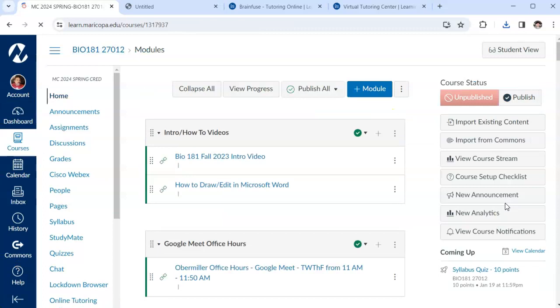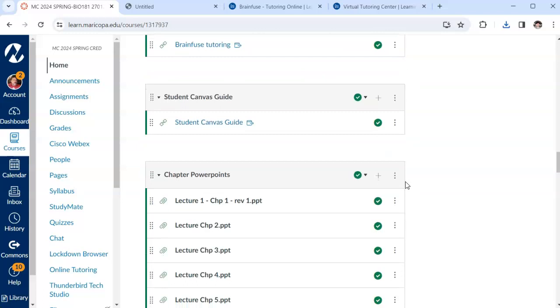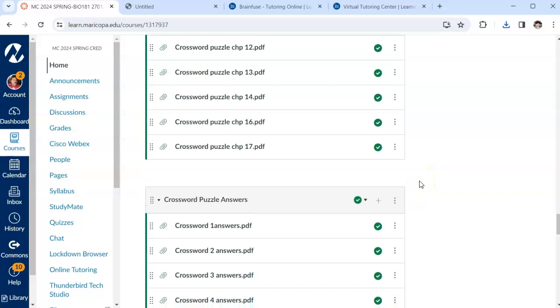Okay, so do the crossword puzzles. Follow along with the PowerPoints. Listen to the lectures. There's the answers, and then every chapter has a study guide. So make sure you do these study guides.